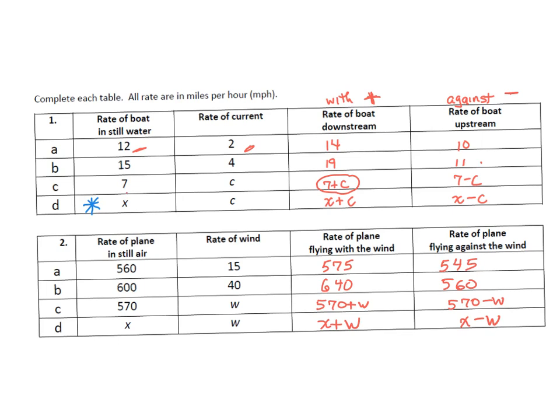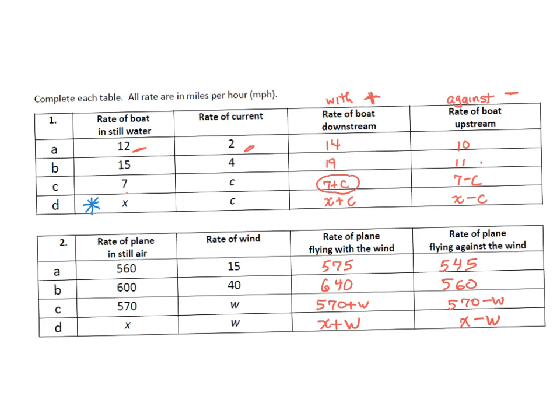Airplanes can fly with the wind and against the wind. And I'm sure that when you took a trip, you noticed that in one way, either going or coming back, the trip took a little longer. And that was probably because the plane was going against the wind. So in 2A, the rate of the plane flying with the wind would increase, that's 575. Against the wind, we subtract, that's 545.